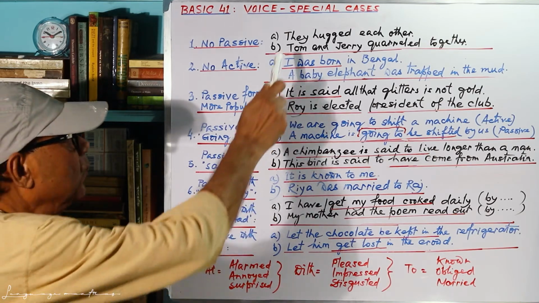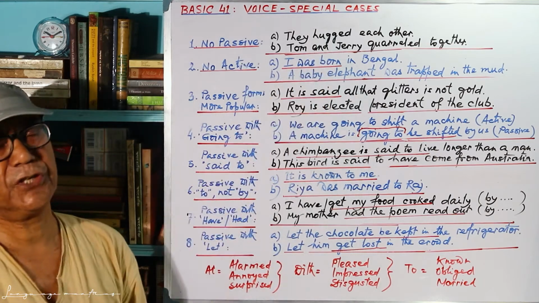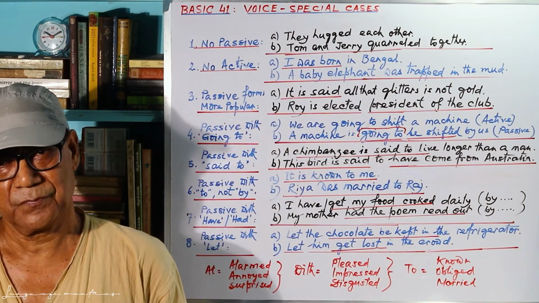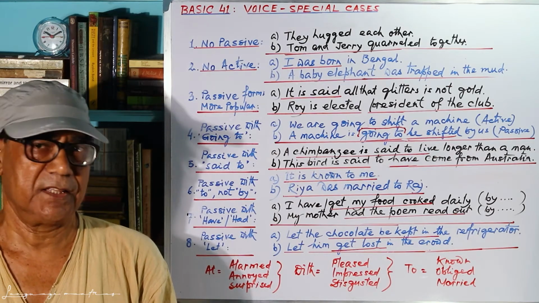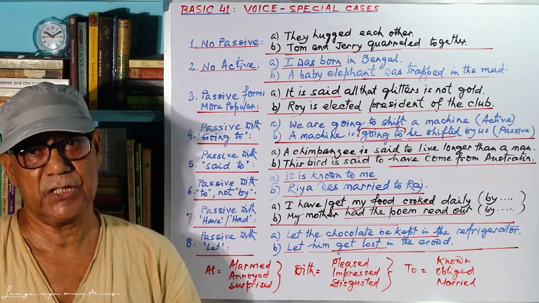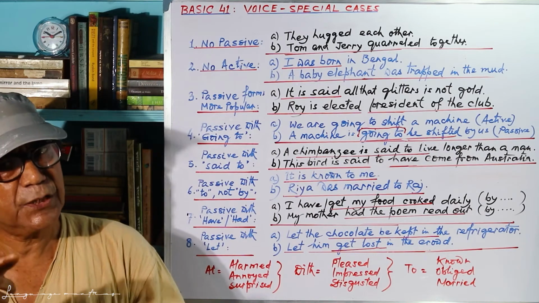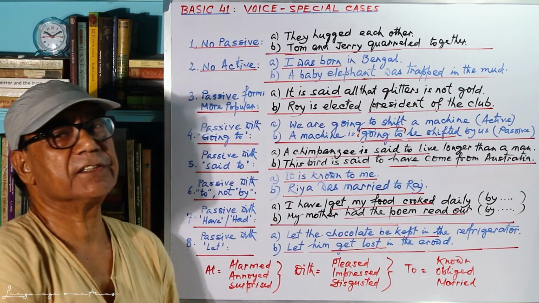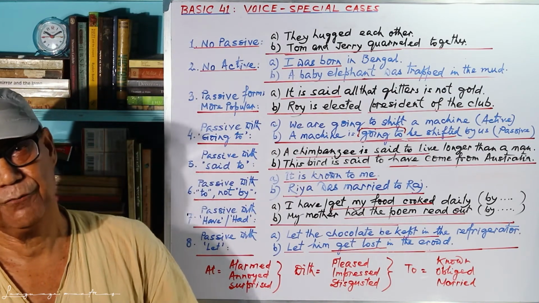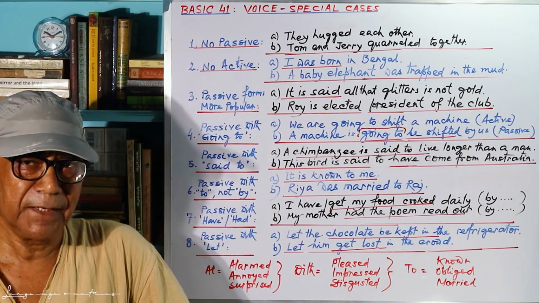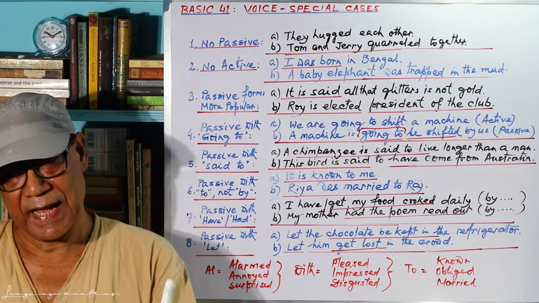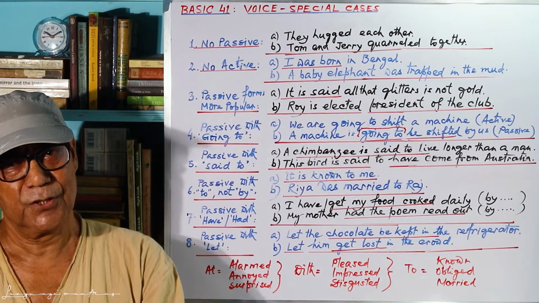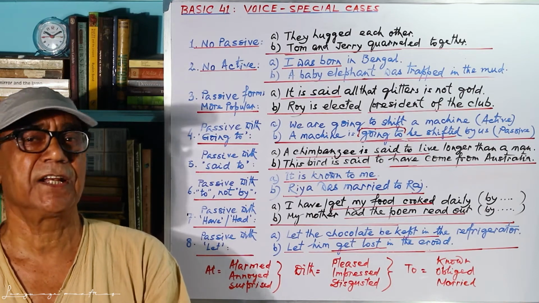Now we come to this one. This is a transitive verb. They hugged each other. So hug, this verb is a transitive verb. In spite of that, you cannot convert they hugged each other into a passive form of a sentence. Why? You see, interesting thing is that both of them are taking part. So a kind of reciprocal action is there.